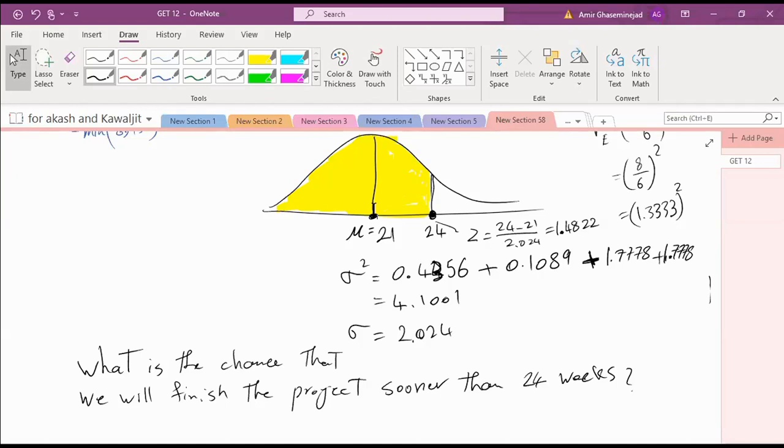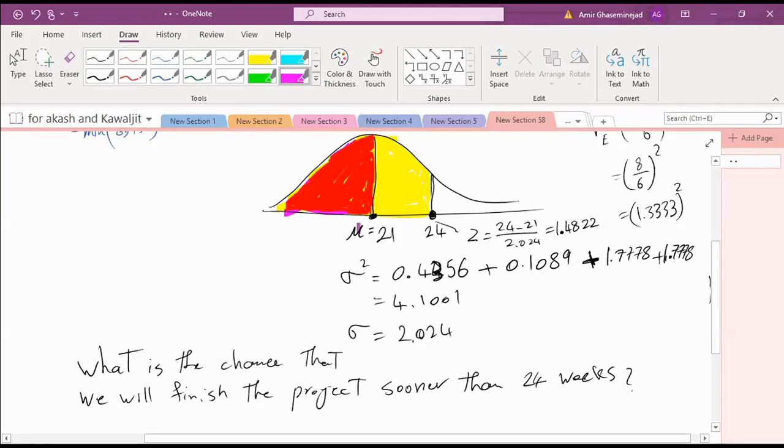50%. The mean is 21. It's a symmetric curve. The chance of less than 21 is 50%. Of course, this is a normal curve. The area before the mean is 50%. But the question didn't ask less than 21, it asked less than 24.